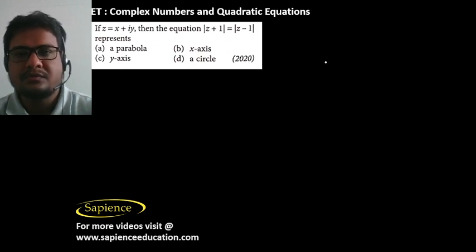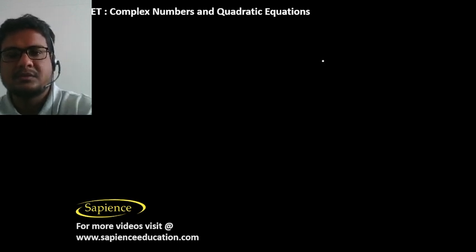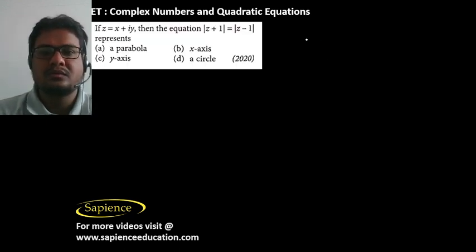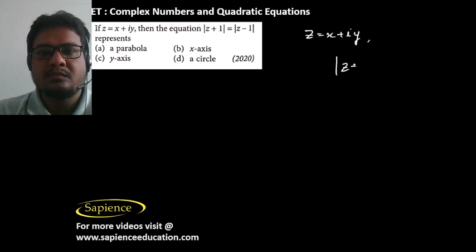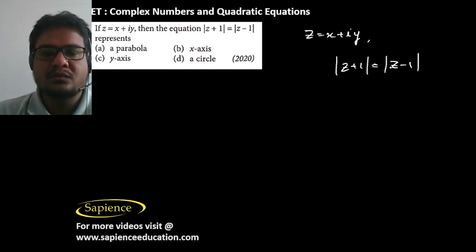Then we shall solve the last question of this chapter. So here it is given z equal to x + iy, then the equation mod of (z + 1) equal to mod of (z - 1). This represents what, we have to tell.